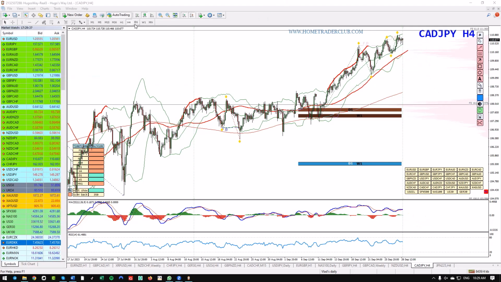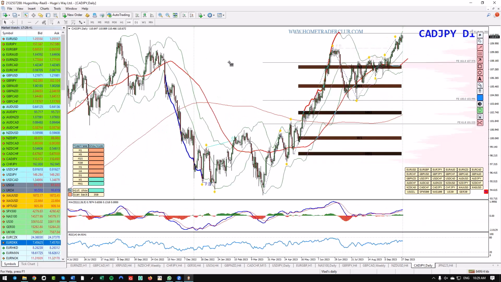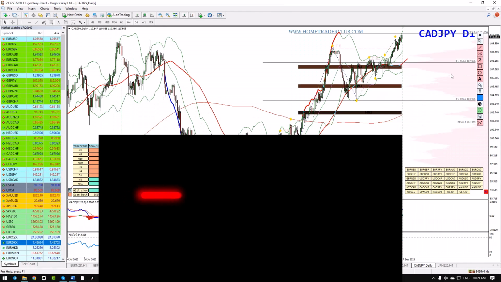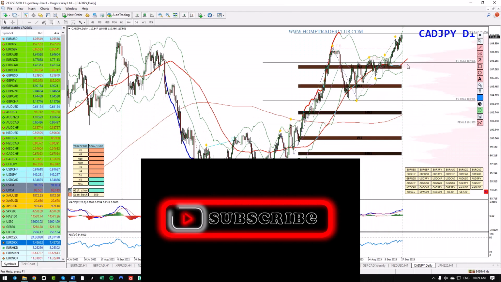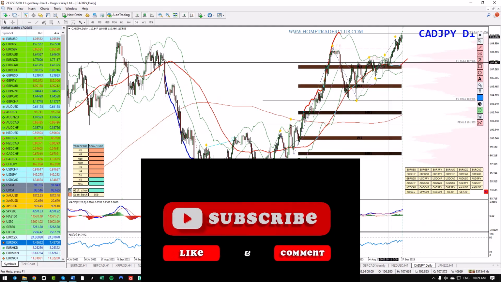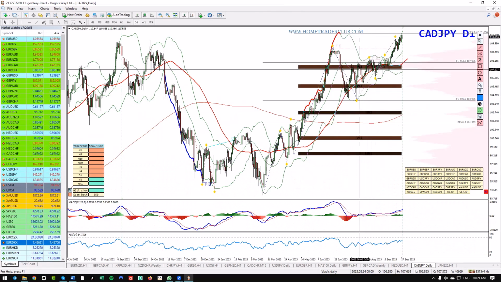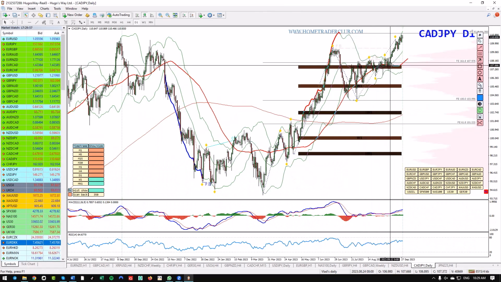So with that in mind, the target levels that we will be heading, well, the first one would be this undeniable zone of the volume. Okay, a lot of money is going through this zone. We are talking about approximately 107.50.